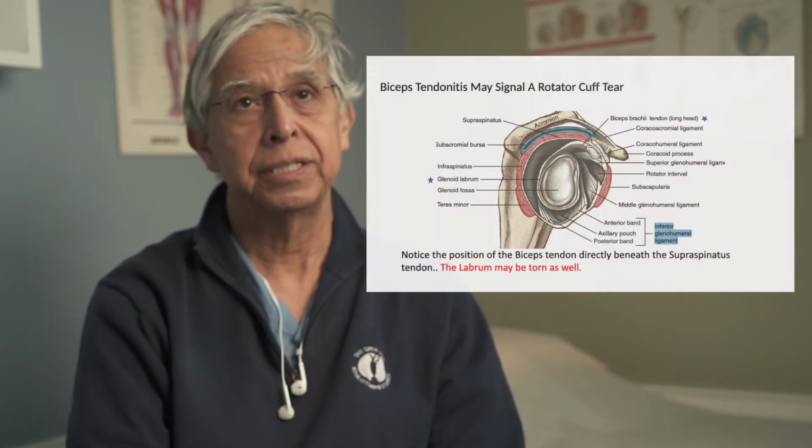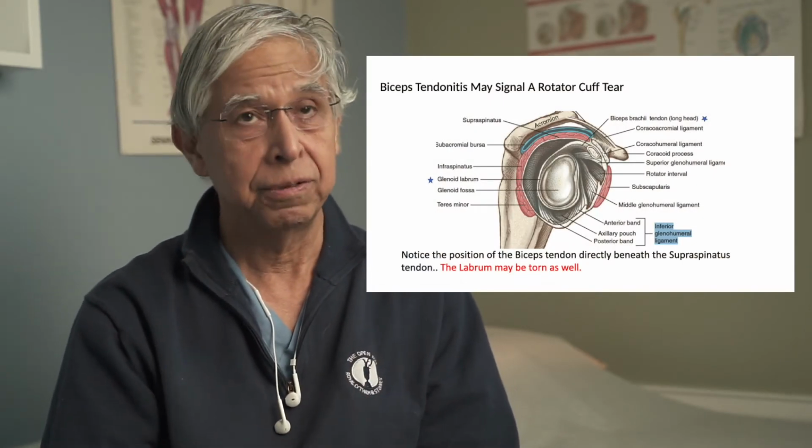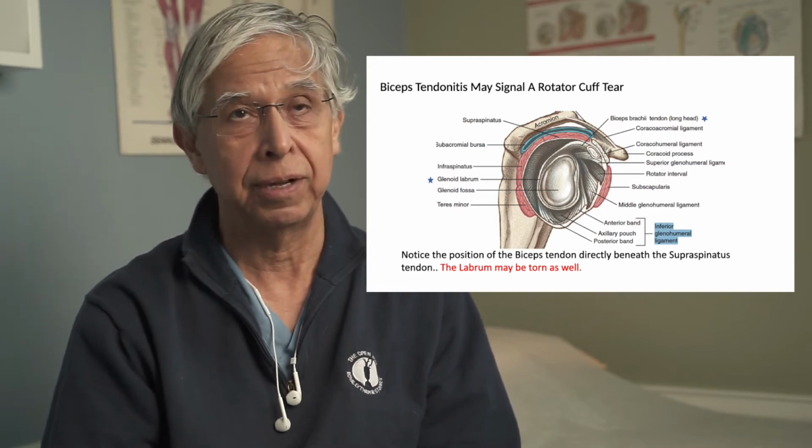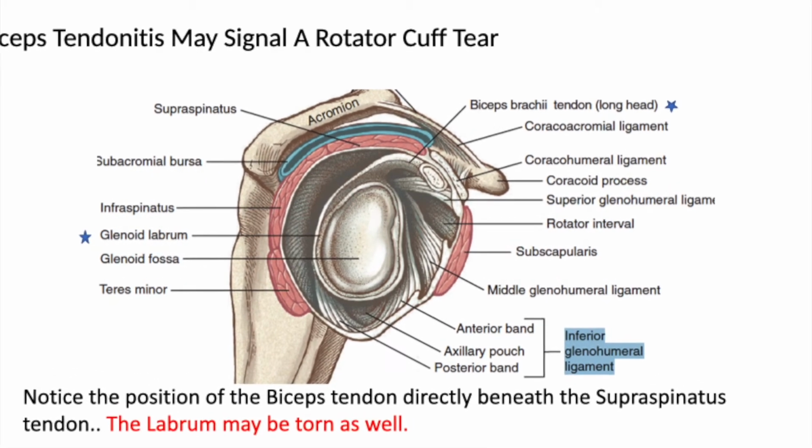Now, this is a slide to show you that sometimes the biceps tendon is really the real culprit. It's the one that's really screaming for help. But a biceps tendonitis in an older patient is hardly ever an isolated structure. If you look at the other starred structures, it's the labrum that surrounds the cup of the shoulder. As you look at this picture, to the right is the front of the shoulder, and to the left is the back of the shoulder.